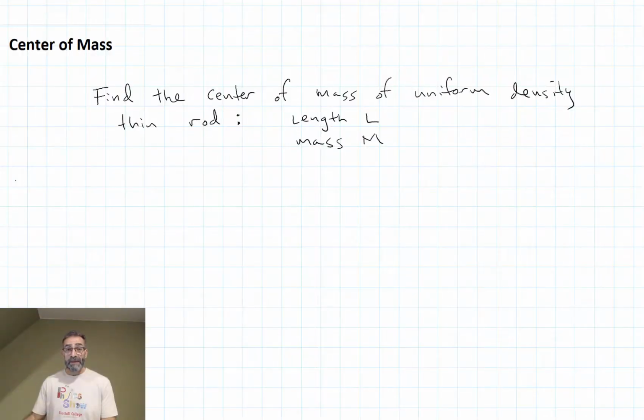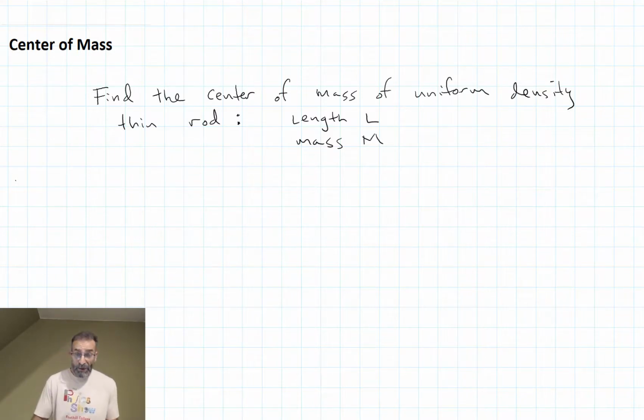In the last video, we found the center of mass of some point objects. Now we're going to find the center of mass of a solid object. We're going to start out by looking at the center of mass of a uniform rod. Why a uniform rod? Because I already know the answer. Its center of mass is going to be at the center of the rod.